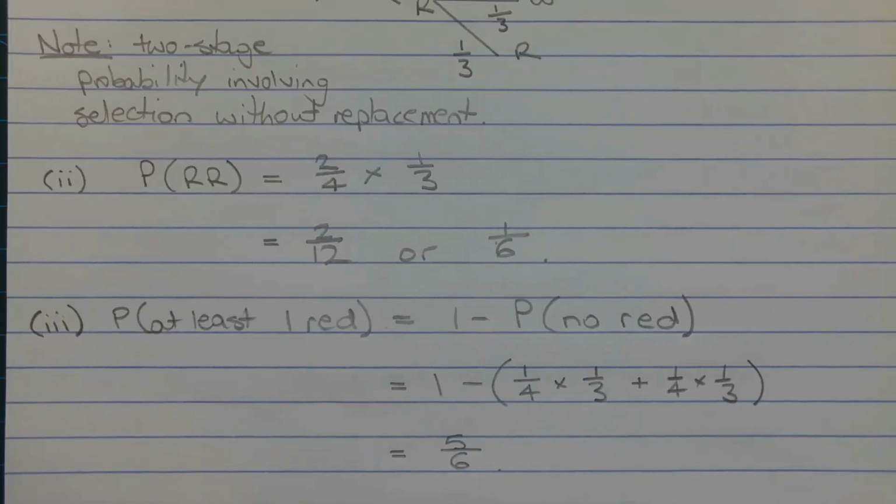So writing out the solution, the probability that at least one ball drawn is red is equal to 1 minus the probability that no balls drawn are red. And that's equal to 1 minus, open bracket, 1 over 4 times 1 over 3 plus 1 over 4 times 1 over 3 using the multiplication rule, close brackets, and that equals 5 over 6.